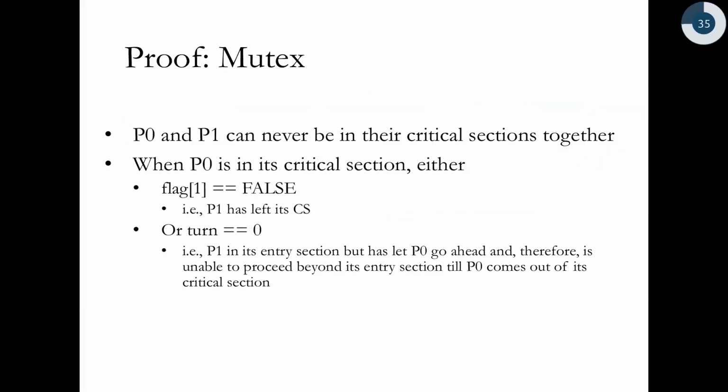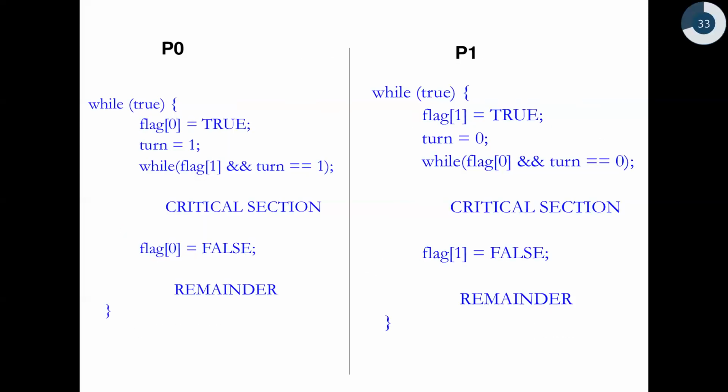Okay, how come turn is 0? Well, that means P1 was in the entry section. It was about to enter the critical section. It was in the middle of this operation, right? It already set its preference to enter the critical section. So P1 has already set flag[1] to true. But then it also set turn to 0.